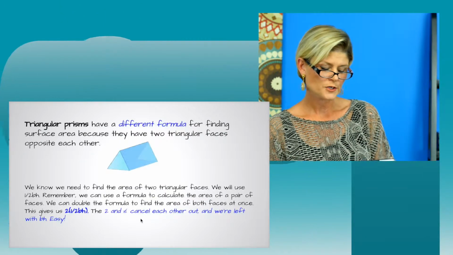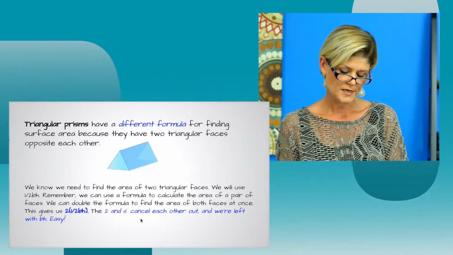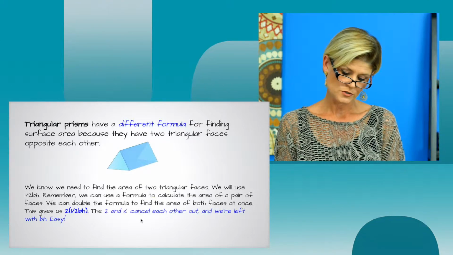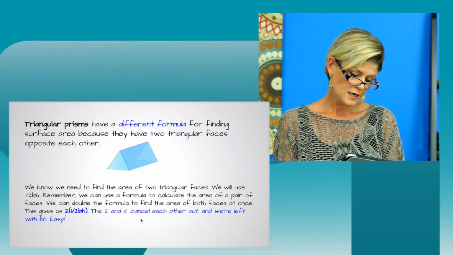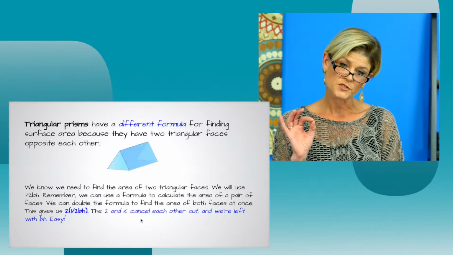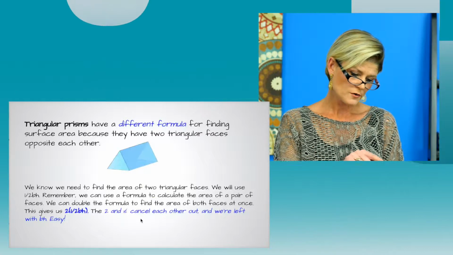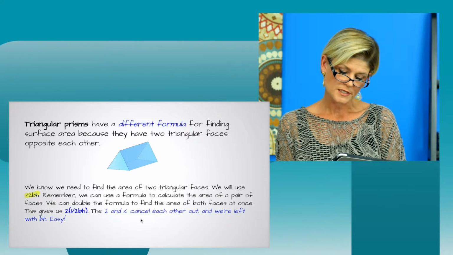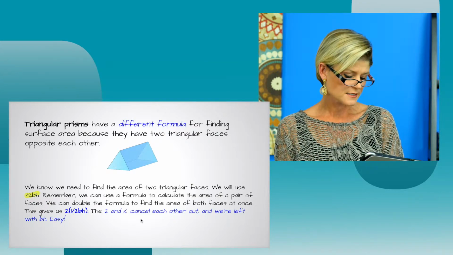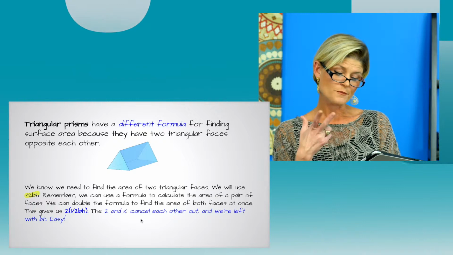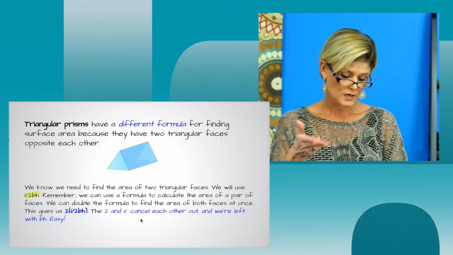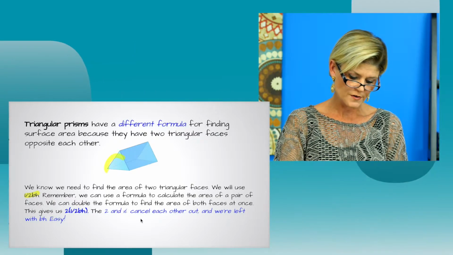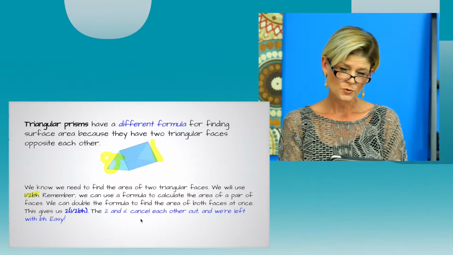All right, triangular prisms have a different formula for finding surface area because they have two triangular faces opposite each other, as you can see in this tent-like figure. We know we need to find the area of two triangular faces, so we are going to use 1/2 base times height. And remember, we can use a formula to calculate the area of a pair of faces. We can double the formula to find the area of both faces at once, and that's going to give us 2 times 1/2 base times height, because we have a triangle on both sides. We've got one over here and then one in the back that you can't see. So we're going to need to do it twice.